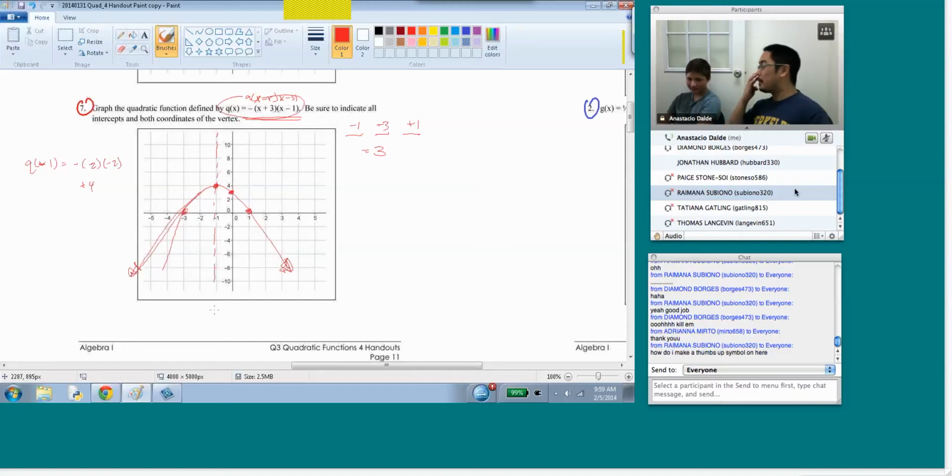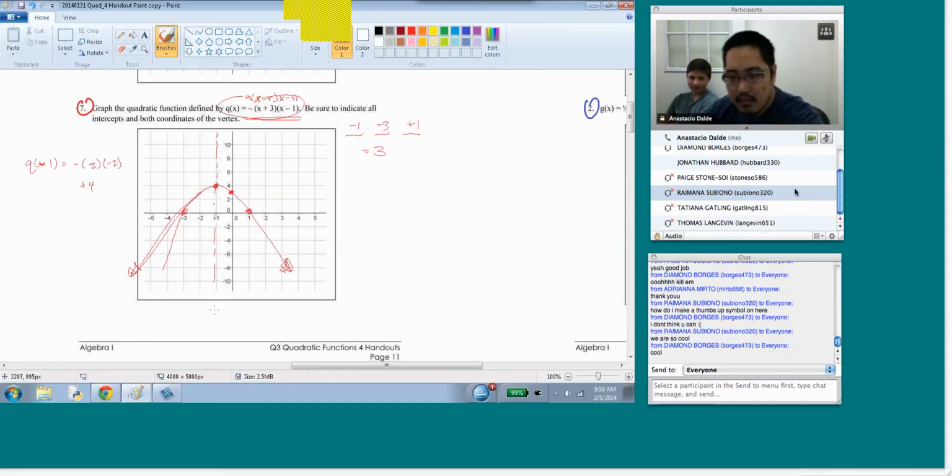Are we cool? Yes? No? Maybe so? You got it? Alright. How do I make the thumbs up symbol on here? I don't know. There is a button for thumbs up, right? No, there's a button for raise hand. Okay, that's good enough. Fine. Alright.